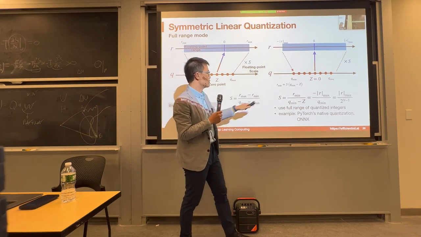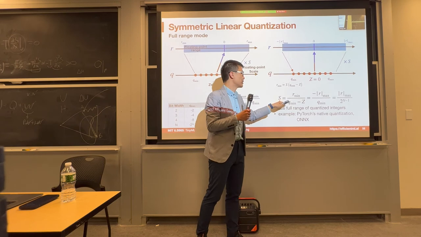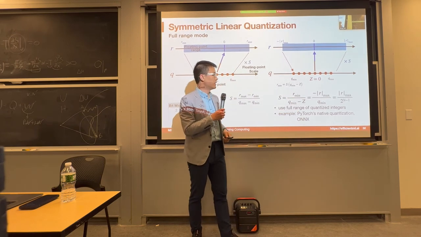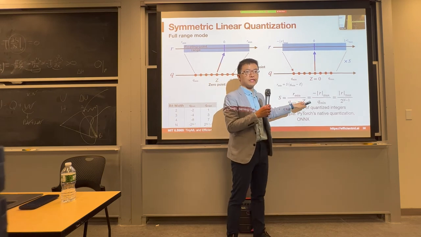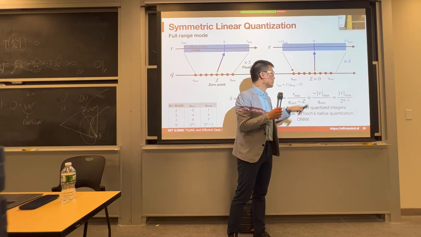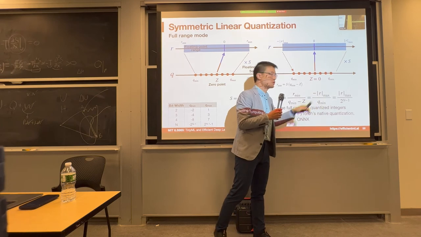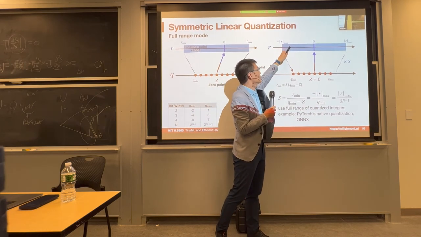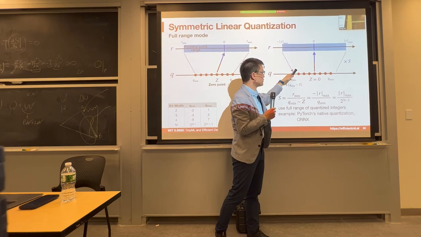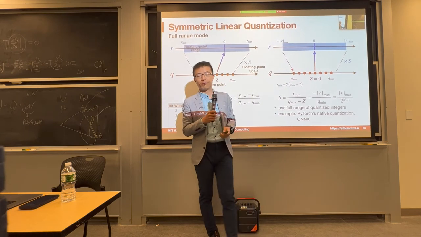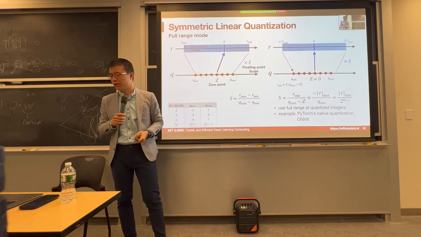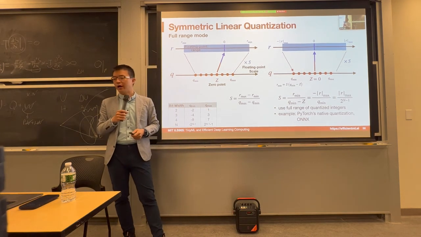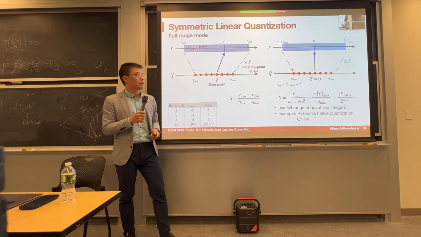And we can also use this equation to calculate the dynamic range, R max divided by Q max minus Z. In this case, if Z is zero, then we can directly calculate that by minus R max versus Q max, which is minus R absolute value max divided by Q max. So this is the PyTorch native implementation and also the ONNX implementation.